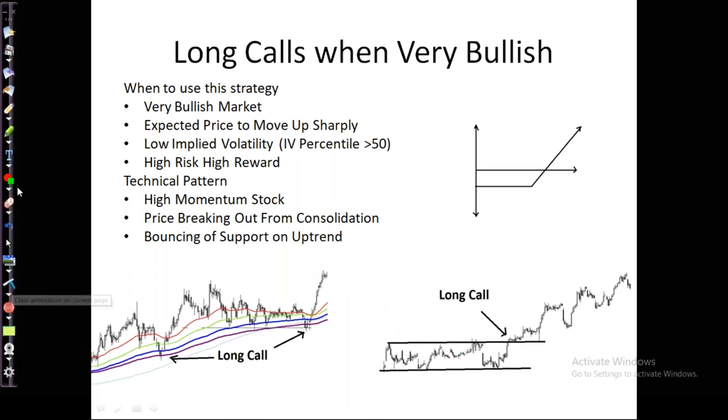Sometimes what happens is, suppose price is running somewhere here, and price is moving upside very slowly, but the option premium is not increasing. Why does it happen? Because of delta. That is why we find out the proper delta.